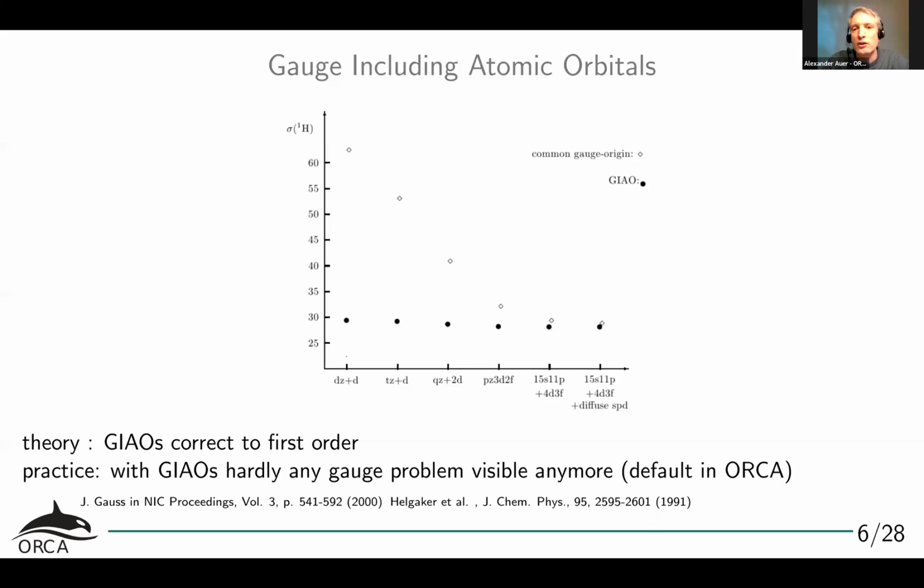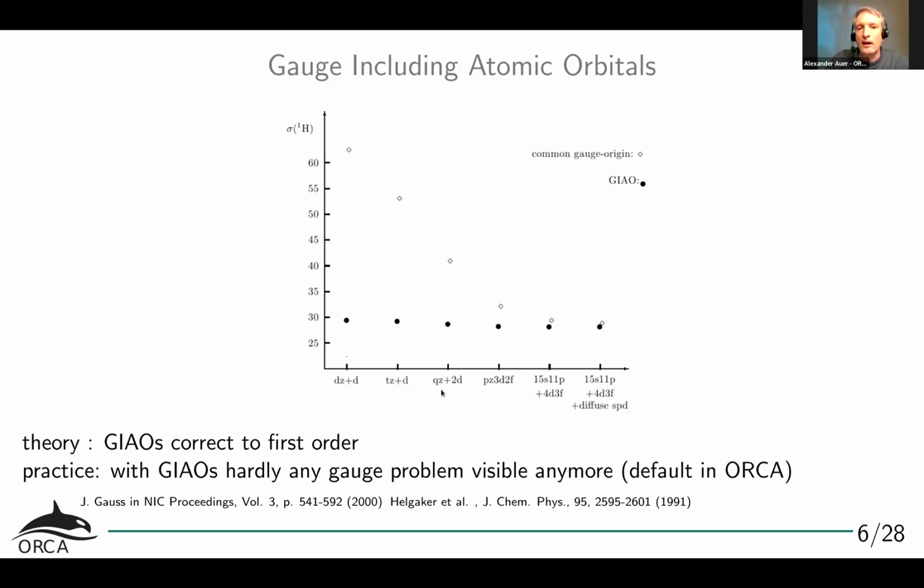Now, I mentioned this gauge origin dependence, and the solution is called gauge including atomic orbitals, and this is default in ORCA. You don't need to care about this, but you should be aware of this, because if you don't use a specific machinery for calculating chemical shifts, your basis set convergence will be very, very slow.